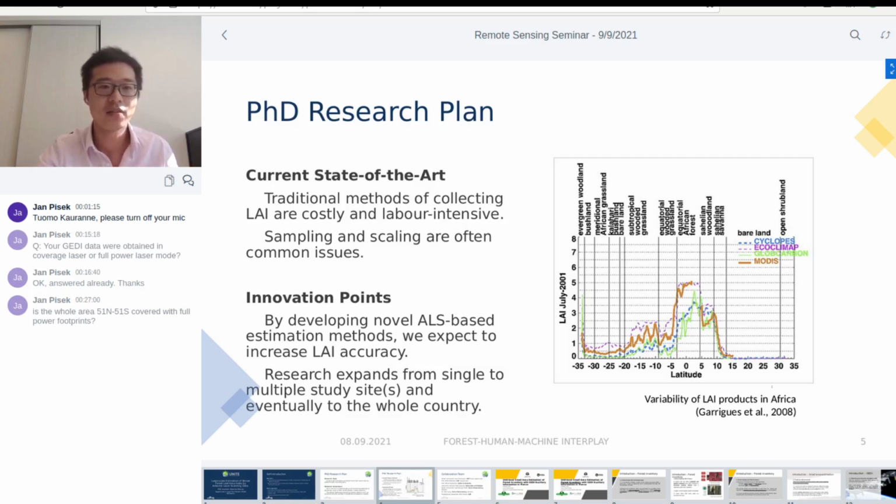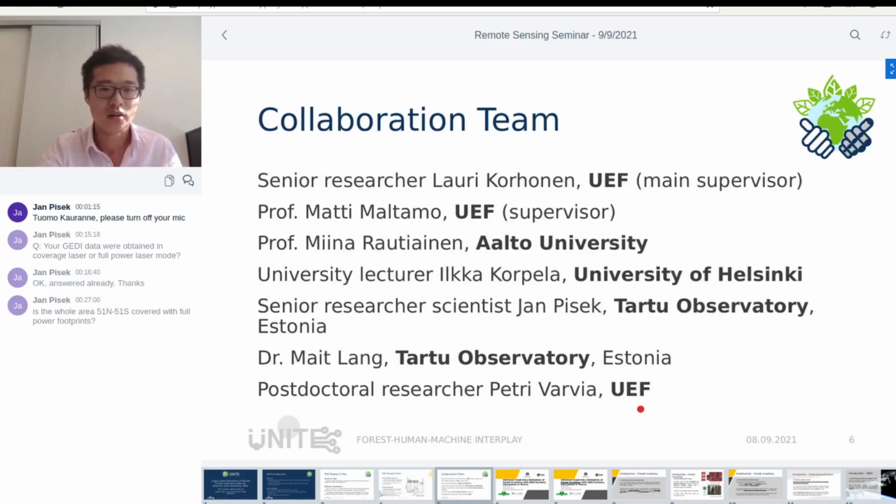And these are my collaboration team. We are mainly people from UEF and Aalto University, University of Helsinki, but also we have some contacts in Tartu Observatory here. And if you are interested in leaf area index, please feel free to send me a message or an email, and I'll be very glad to hear from you.